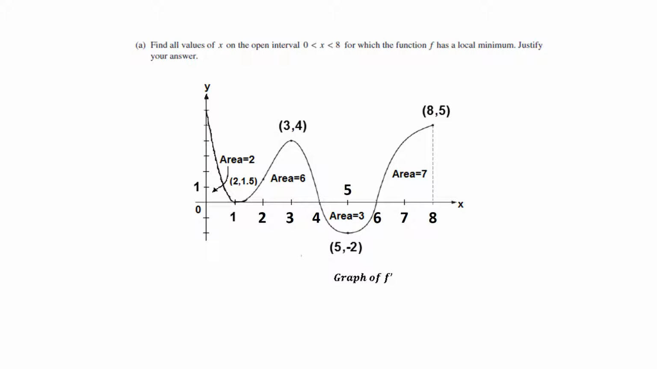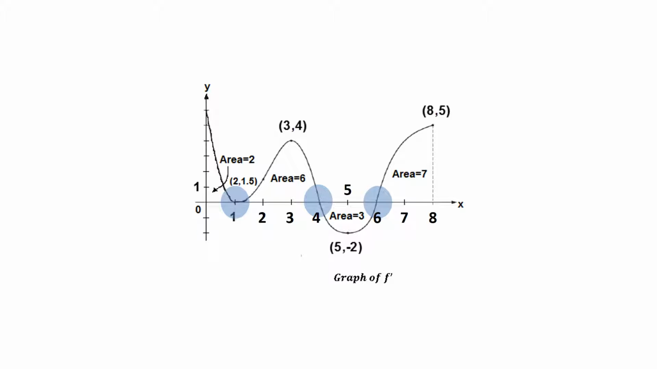In part A, we are asked to find a local minimum on the open interval from 0 to 8. In the open interval between 0 and 8, the critical points are x equals 1, 4, and 6, which represent f prime equal to 0. A local minimum means f prime changes sign from negative to positive at a given point. At x equals 1, both sides are positive. f prime does not change sign.